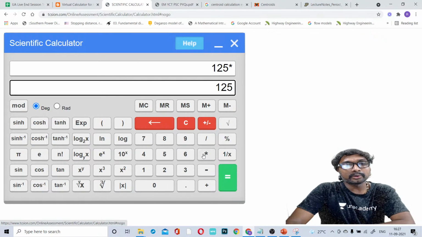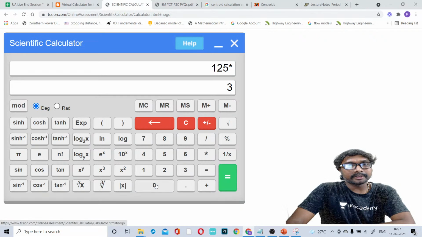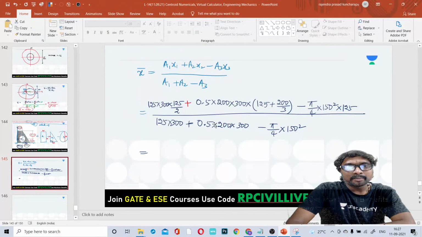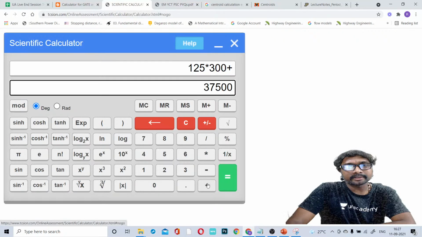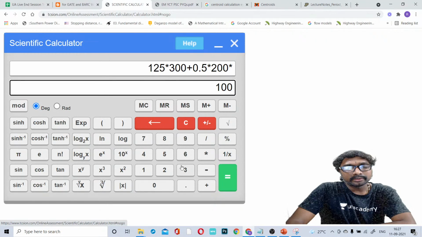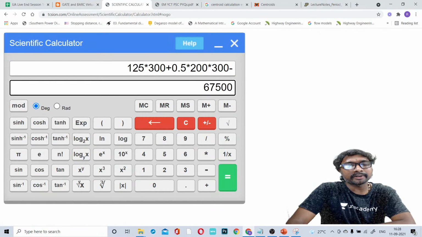125 into 300 plus 0.5 into 200 into 300, minus. First one is the area of the rectangle, second one is the area of the triangle, minus the area of the circle, right?